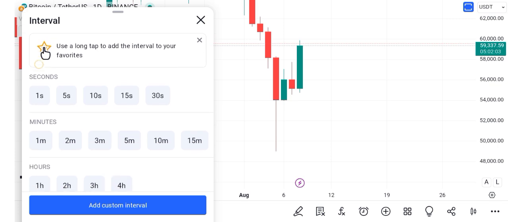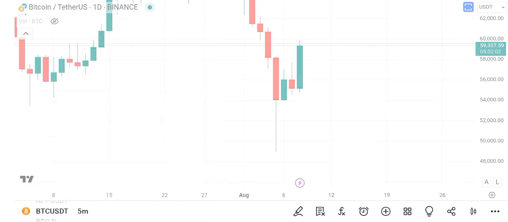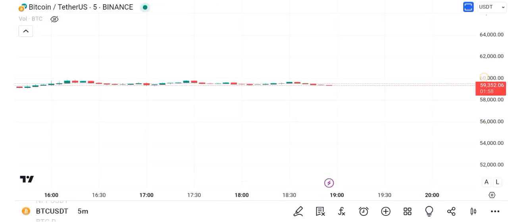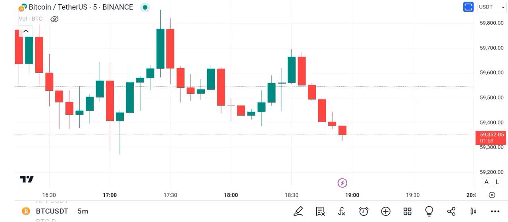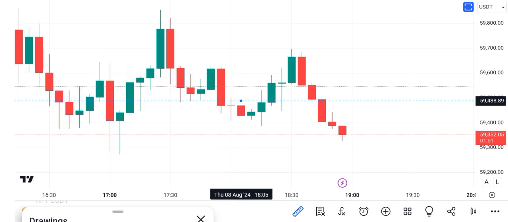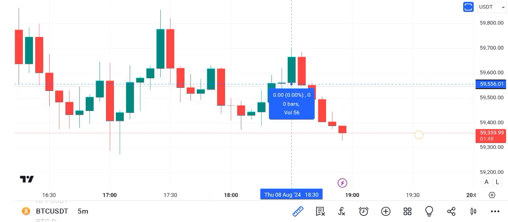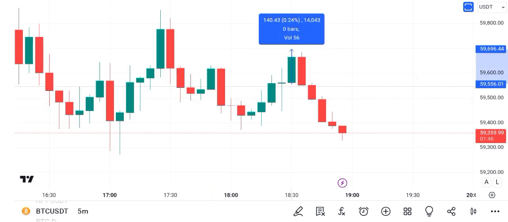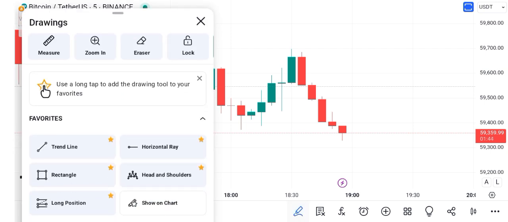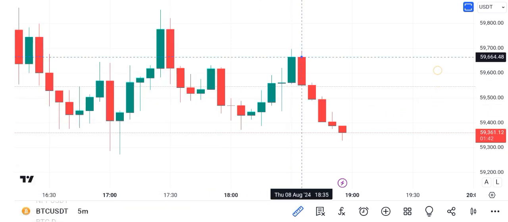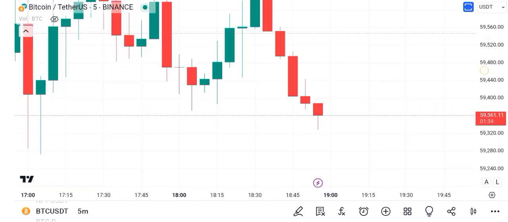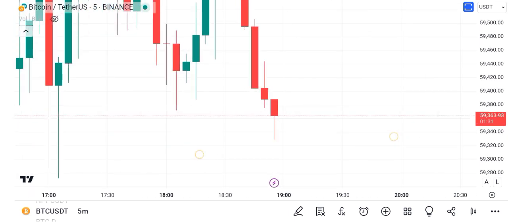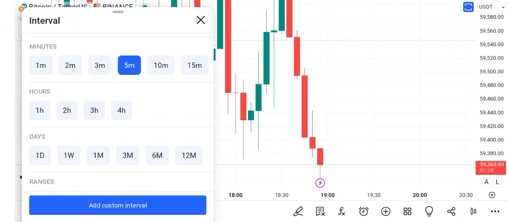So if I go to the 5 minutes chart, here each candle represents the price movements within 5 minutes. For example, this candle represents that the price of Bitcoin rose from this price to this price in 5 minutes. Similarly, this red candle next to the green candle shows that the price of Bitcoin fell from this price to this price in those 5 minutes. So each candle depends upon the time frame which you choose.